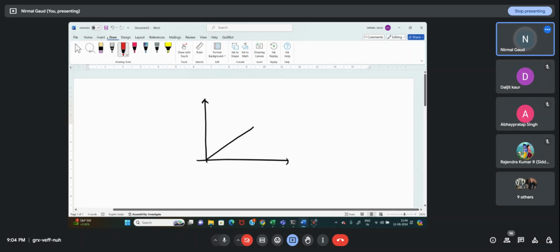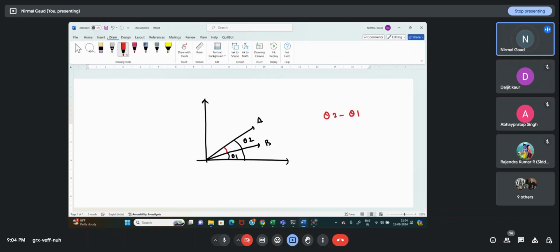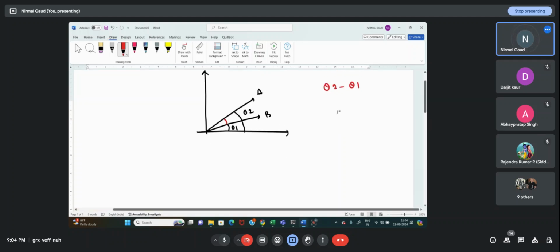Here is a vector A. Here is a vector B. The angle B makes with the x-axis is theta 1. The angle A makes with the x-axis is theta 2. So the angle between A and B will be theta 2 minus theta 1. Quite clear. Okay, fine.